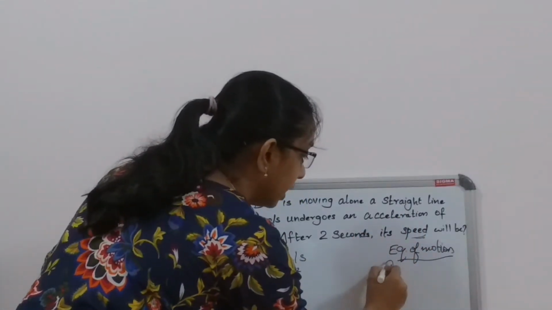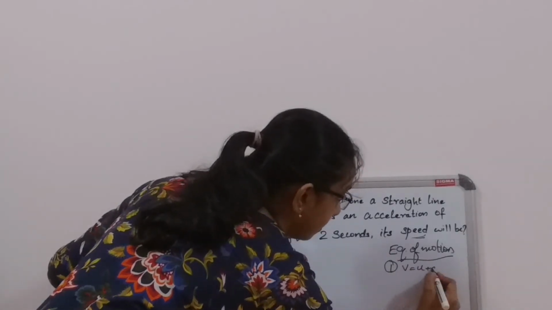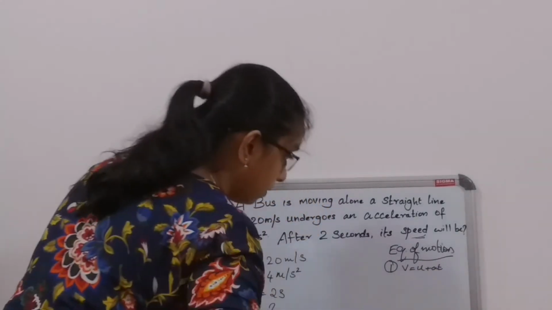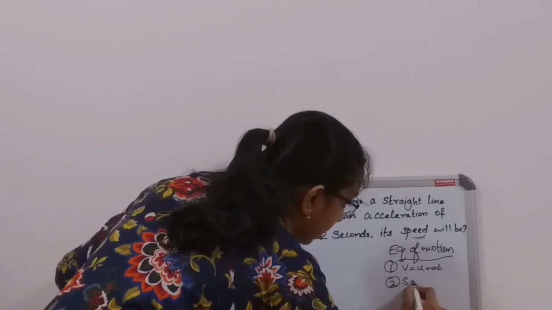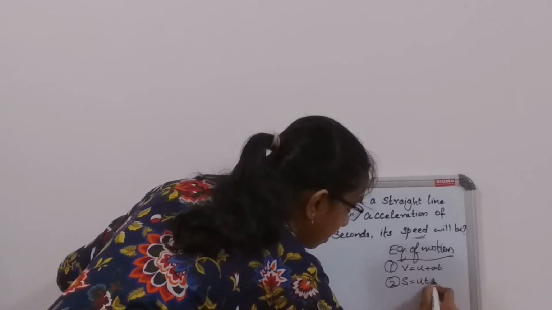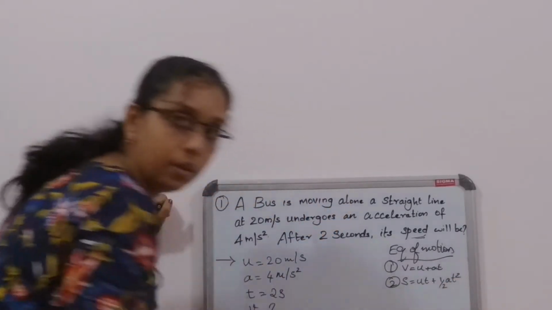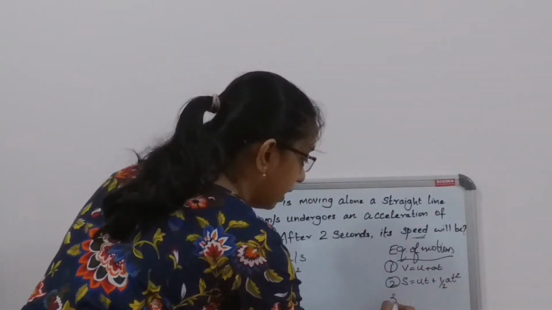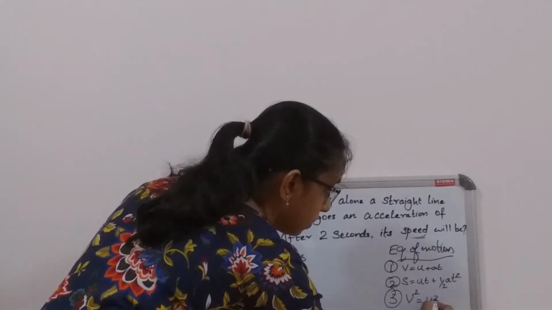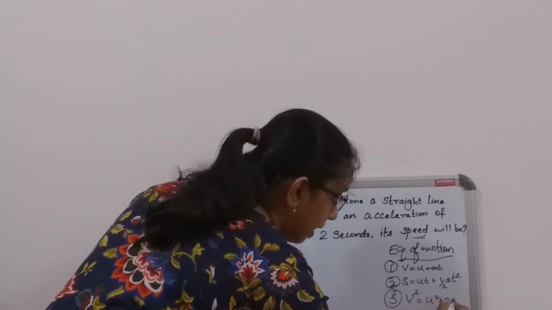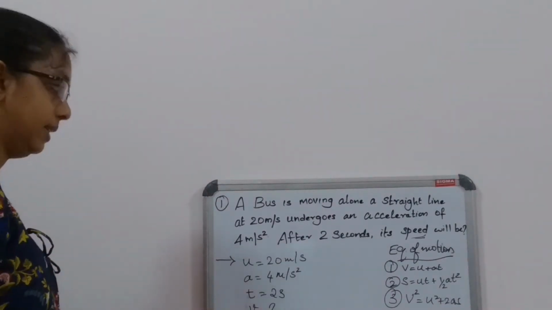We have three equations of motion. One is v is equal to u plus at. The second one is s is equal to ut plus half at square. And the third one is v square is equal to u square plus 2as.